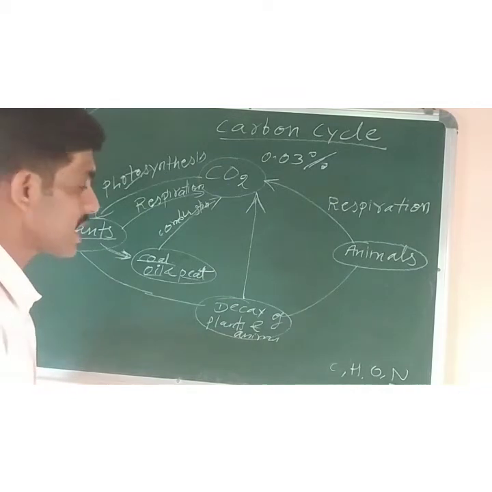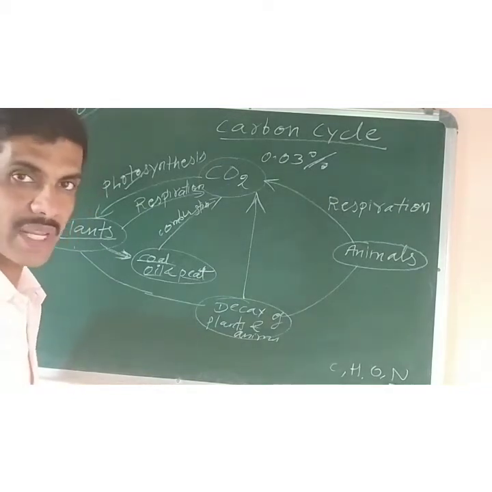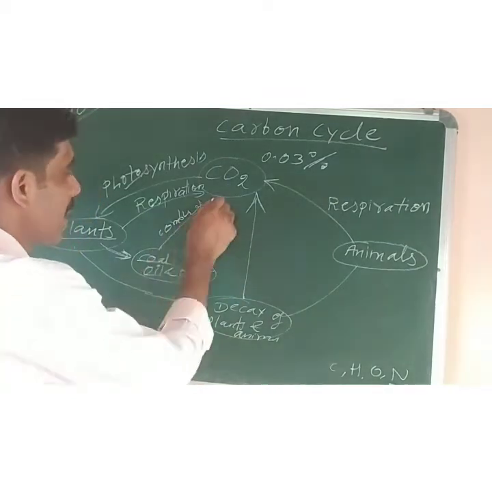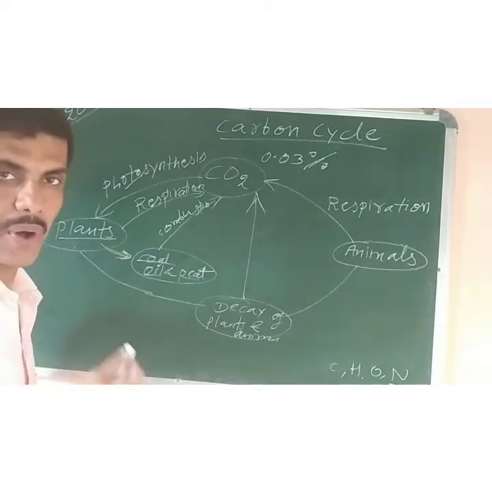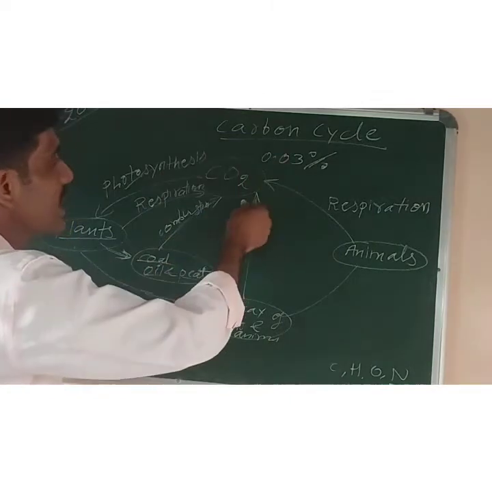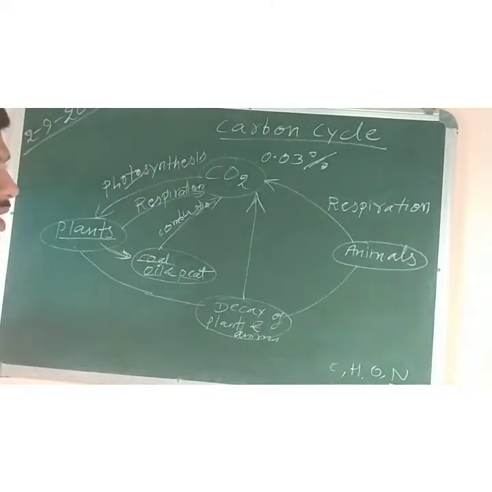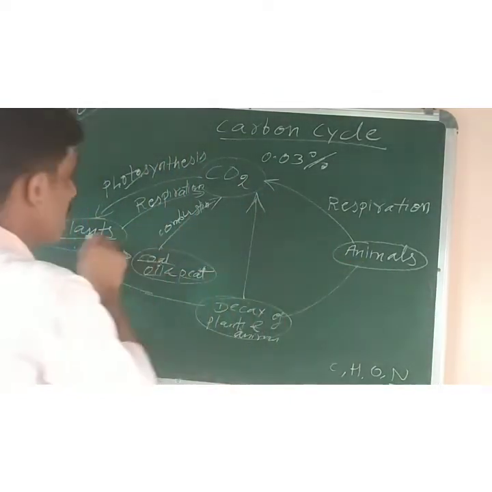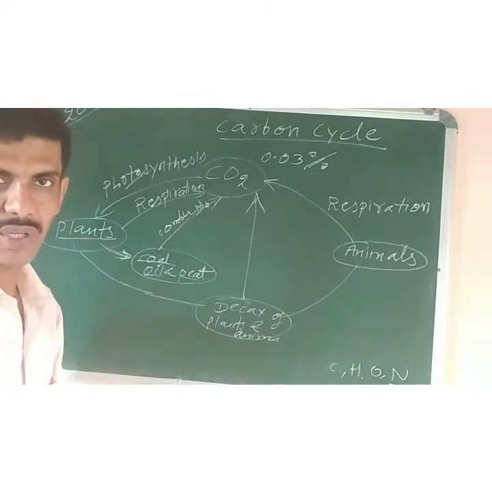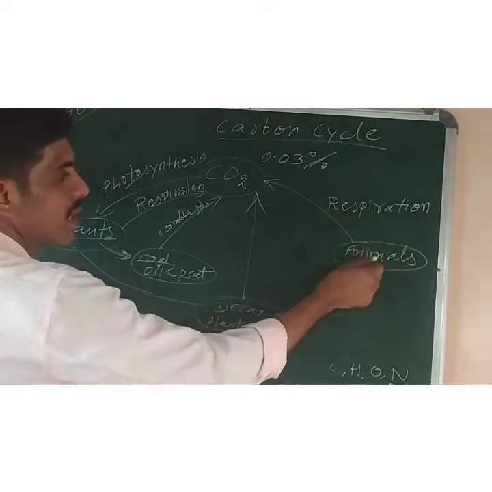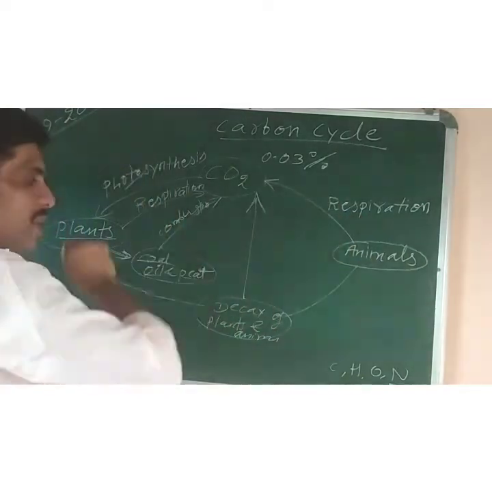So coal, oil and petrol, or peat, which is a type of coal, also contain carbon. When we burn them, like when coal is burnt, the carbon which is trapped in the coal is liberated back into the atmosphere. Similarly, plants and animals both carry out the process of respiration. So when respiration is done, carbon dioxide is returned back to the atmosphere.